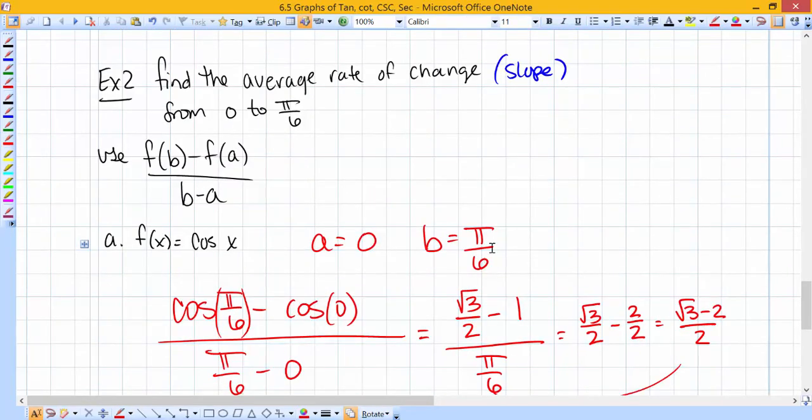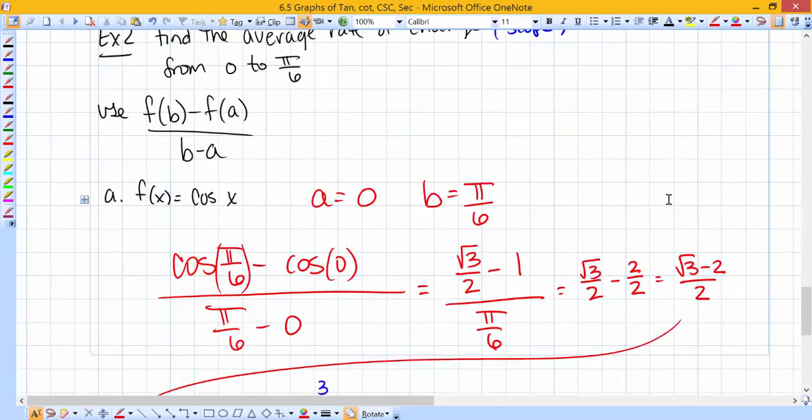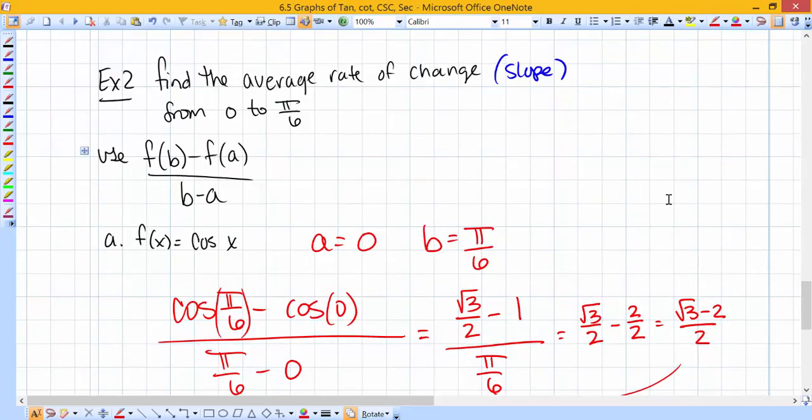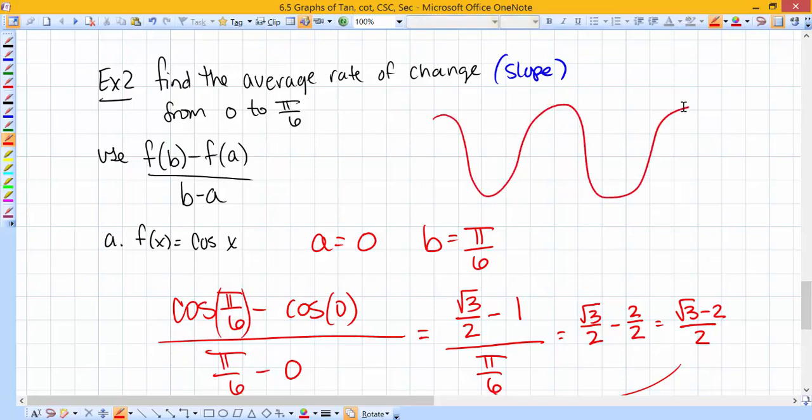Let's get this last example done, and I'm really just going to talk you through this. Find the average rate of change from 0 to pi over 6. And they're telling you the formula for average rate of change, which is slope. And they're telling you that f of x is the cosine graph. Here's my cosine graph, and here's my coordinate plane. It's asking for you just to find the slope for a very small section.